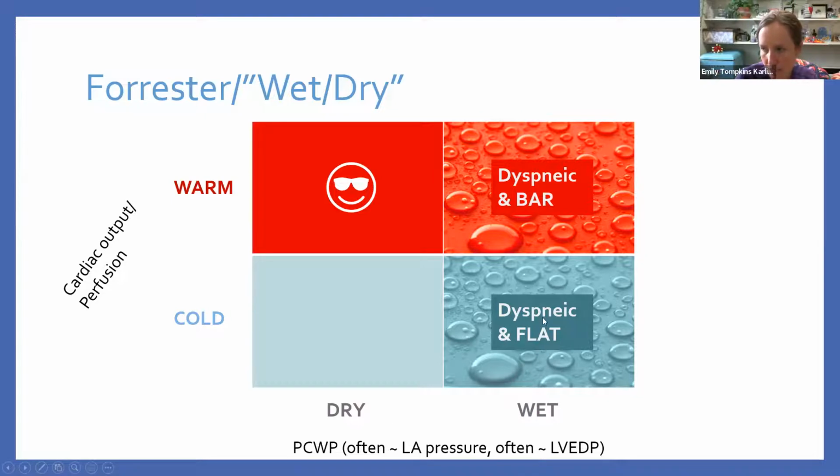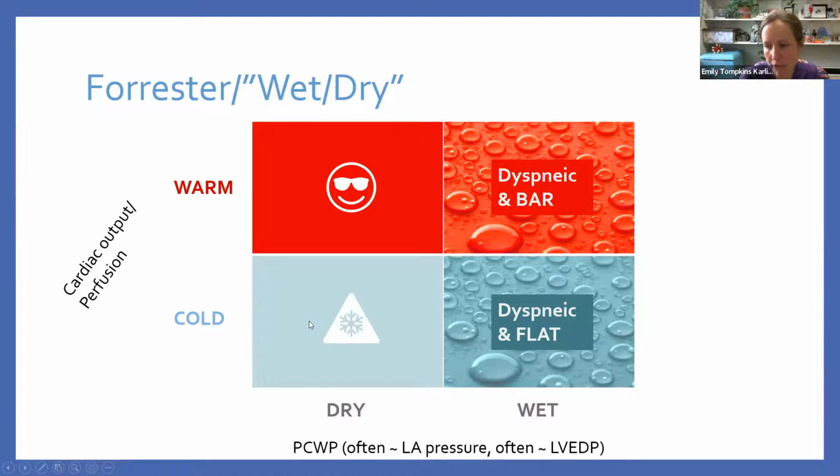And so you need to be very aggressive treating these patients to get them up into the warm and dry category. Whereas if you're warm and wet, you only have to change one thing. You just have to get them to be dry again. Whereas if you're cold and wet, you have to both get them to be dry and improve their cardiac output. So it's harder work to get them normal again.